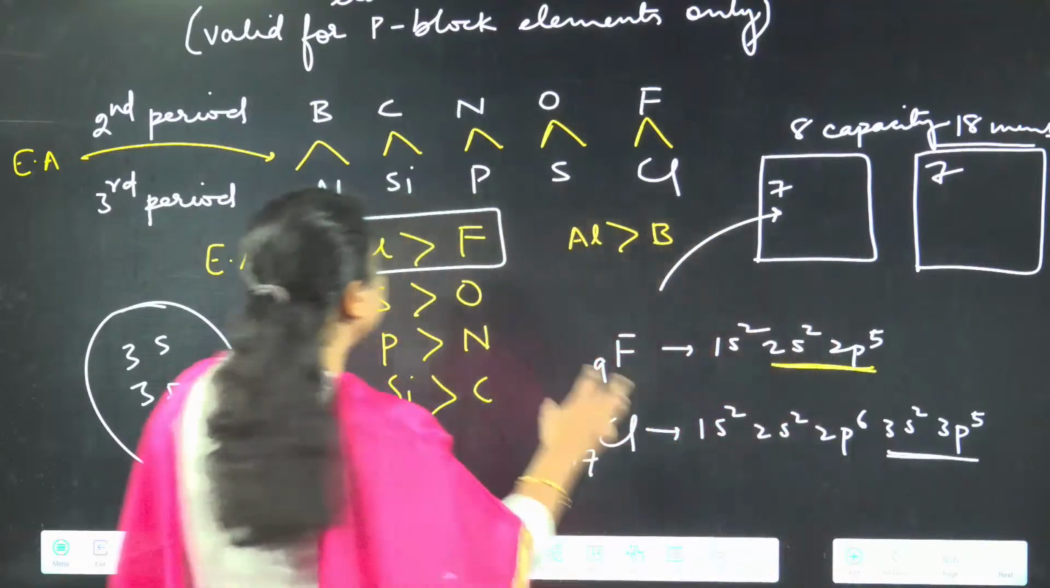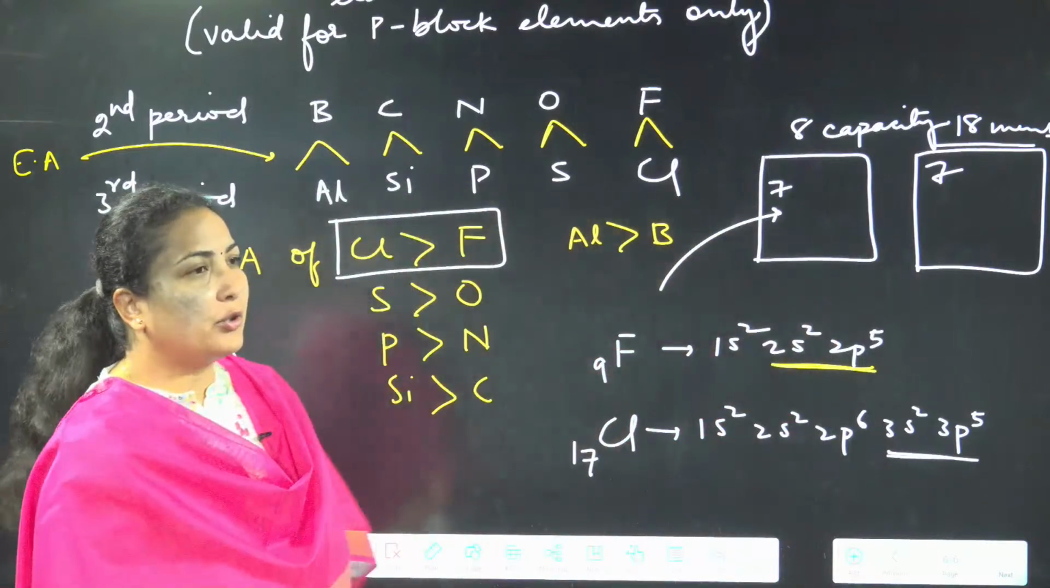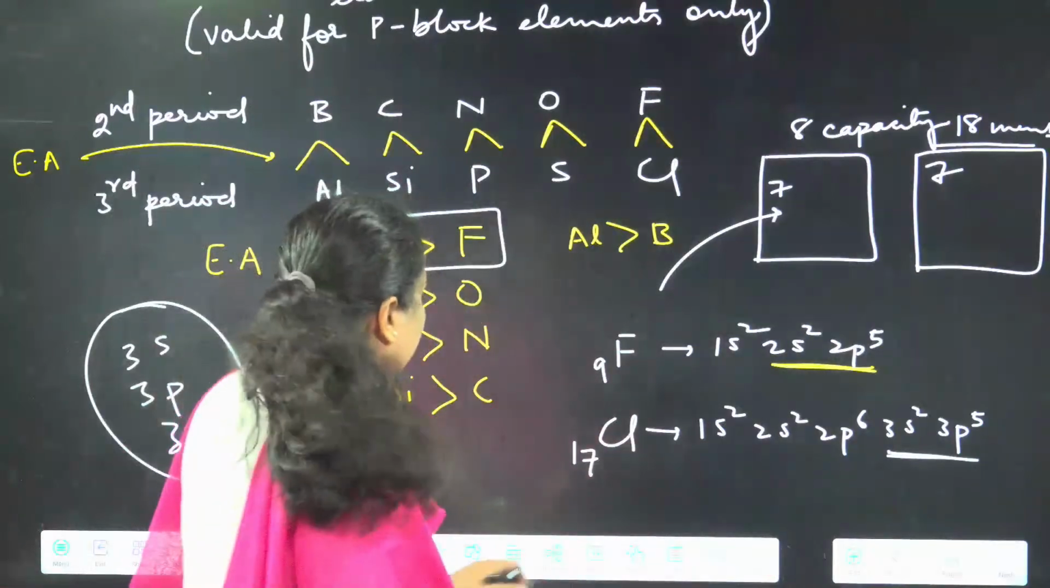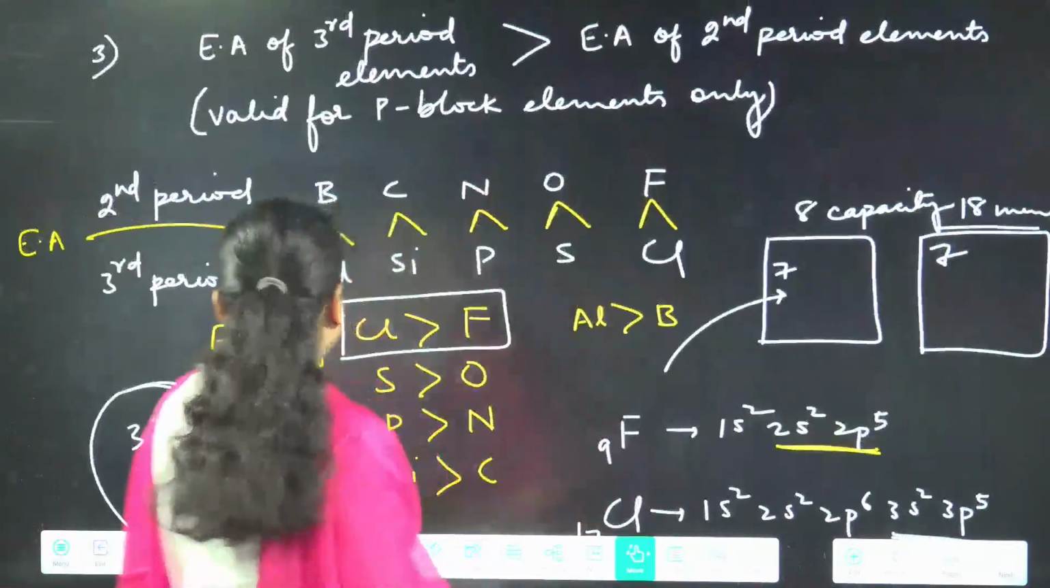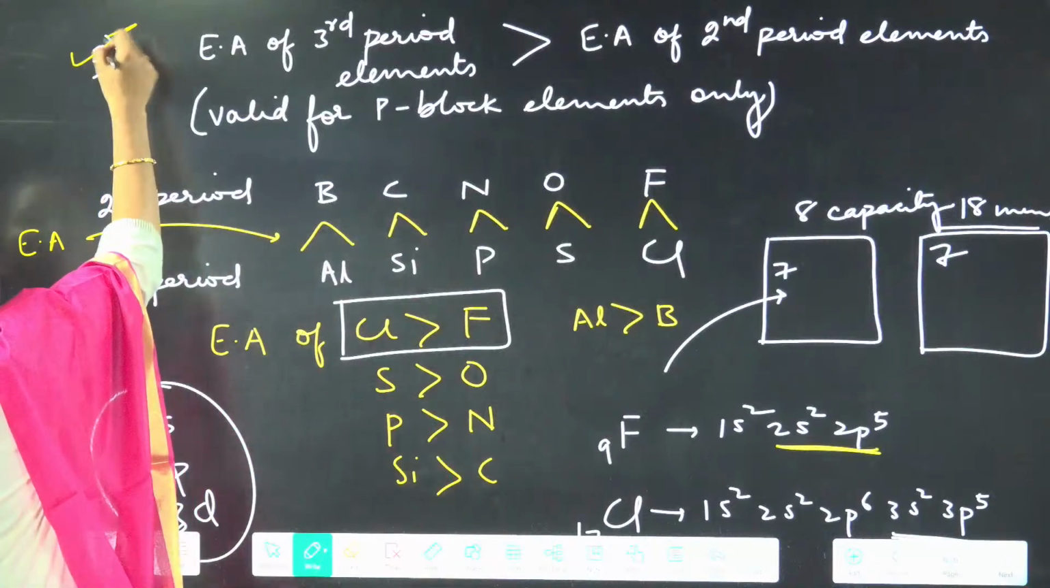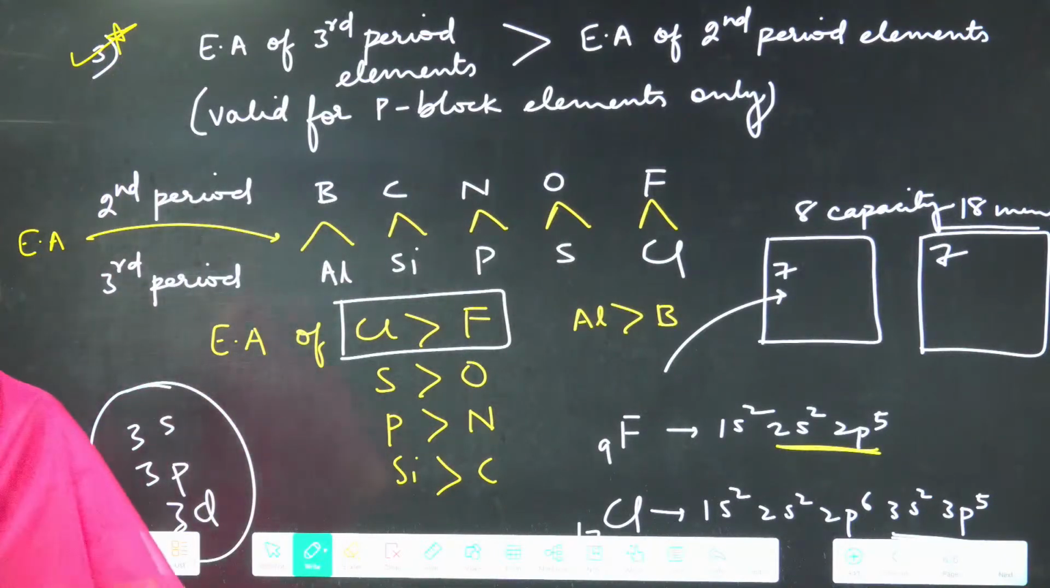So that is the reason we are saying that chlorine will have the higher electron affinity over fluorine. And this is very important, because the majority of the time questions could be asked on this fundamental only, right? Make sure you are writing this.